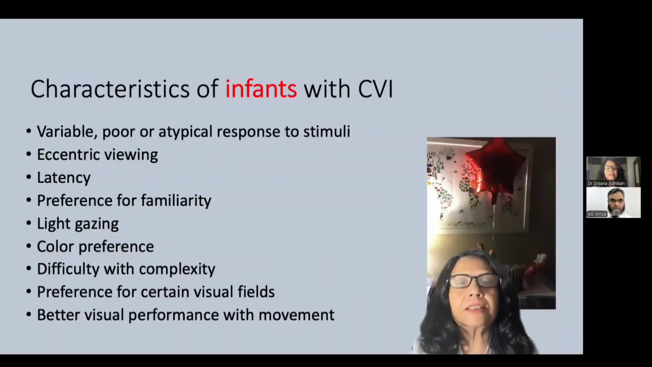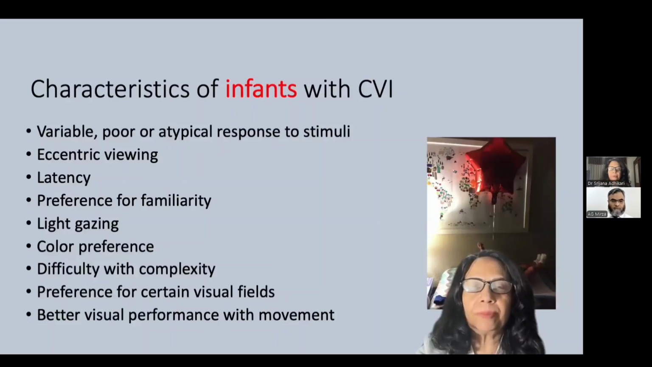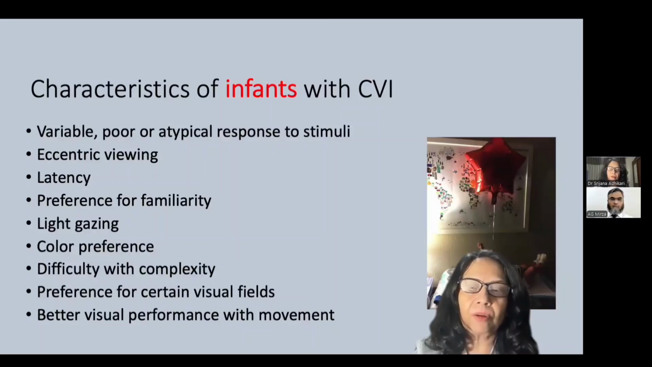Now, what are the characteristics of cortical visual impairment? In infants or smaller children, there can be a variable, poor, or atypical response to stimuli, eccentric viewing, visual latency, preference for familiar objects, light gazing, color preferences, difficulty with complex patterns, preference for certain visual fields, and better visual performance with movement. If moving objects are there, they have a better visual response. So these are some characteristics that occur in infants with CVI.